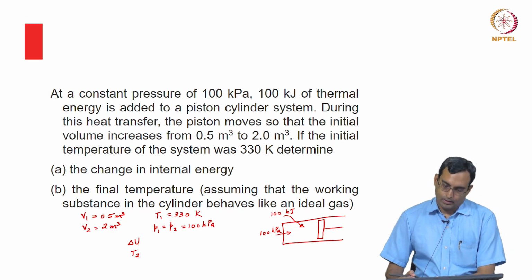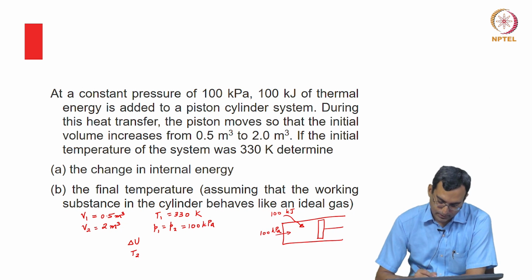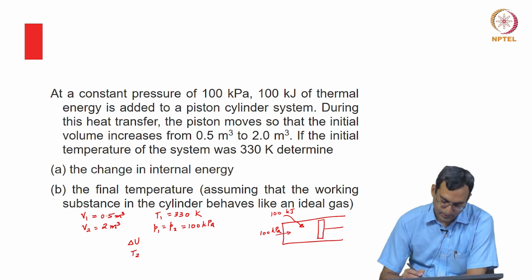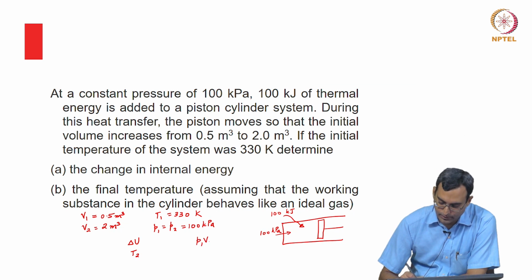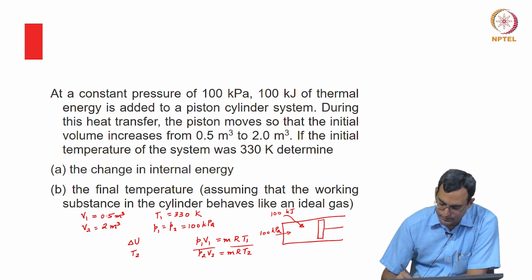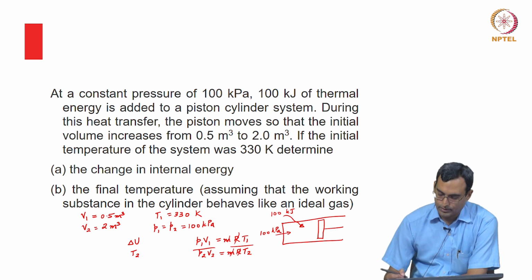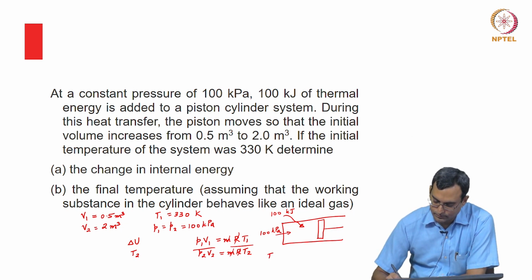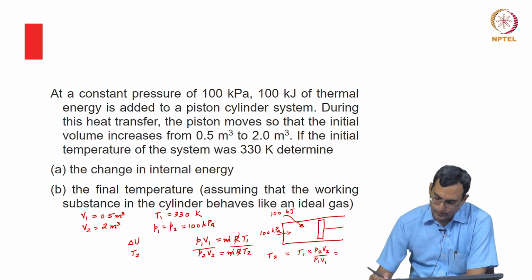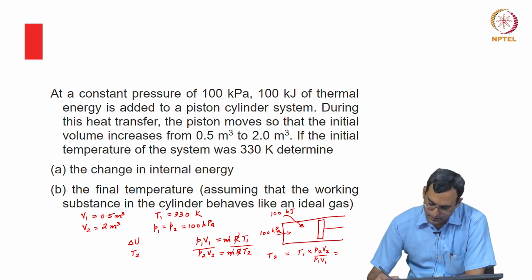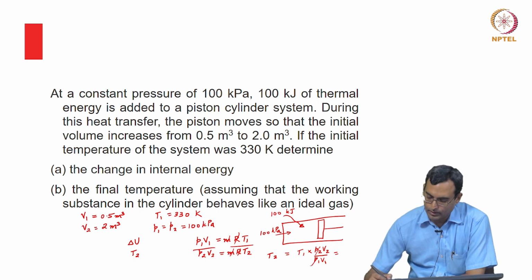So, we know that initially P, V and T are like this. Finally, we know pressure and volume. So, if we assume that this was an ideal gas, we can write this, and dividing one by the other, these get cancelled. So, we are left with this expression. We should be able to find out T2 from this. Pressures also are the same, so these are cancelled. So, that is T1 into V2 by V1.